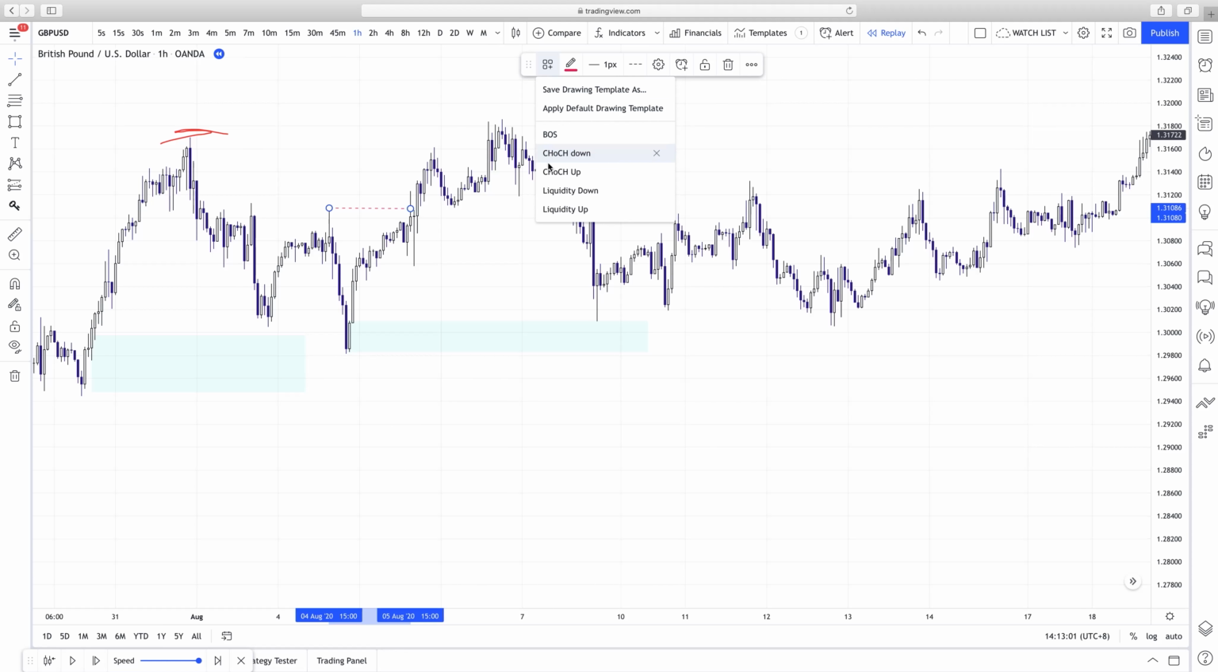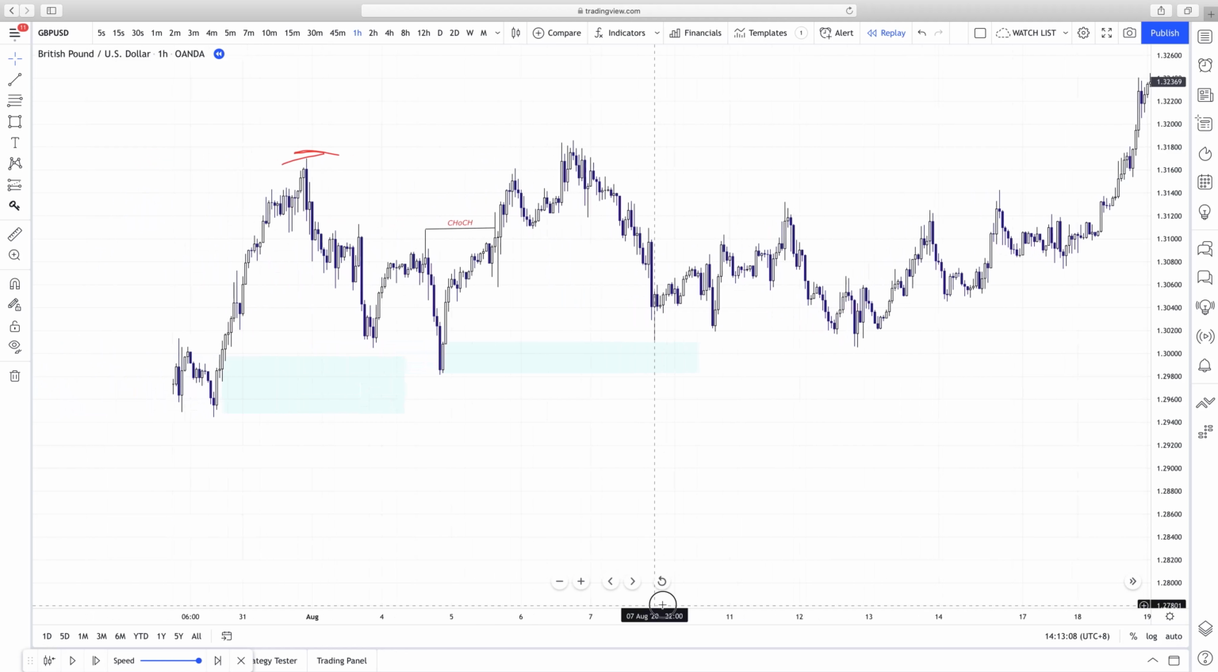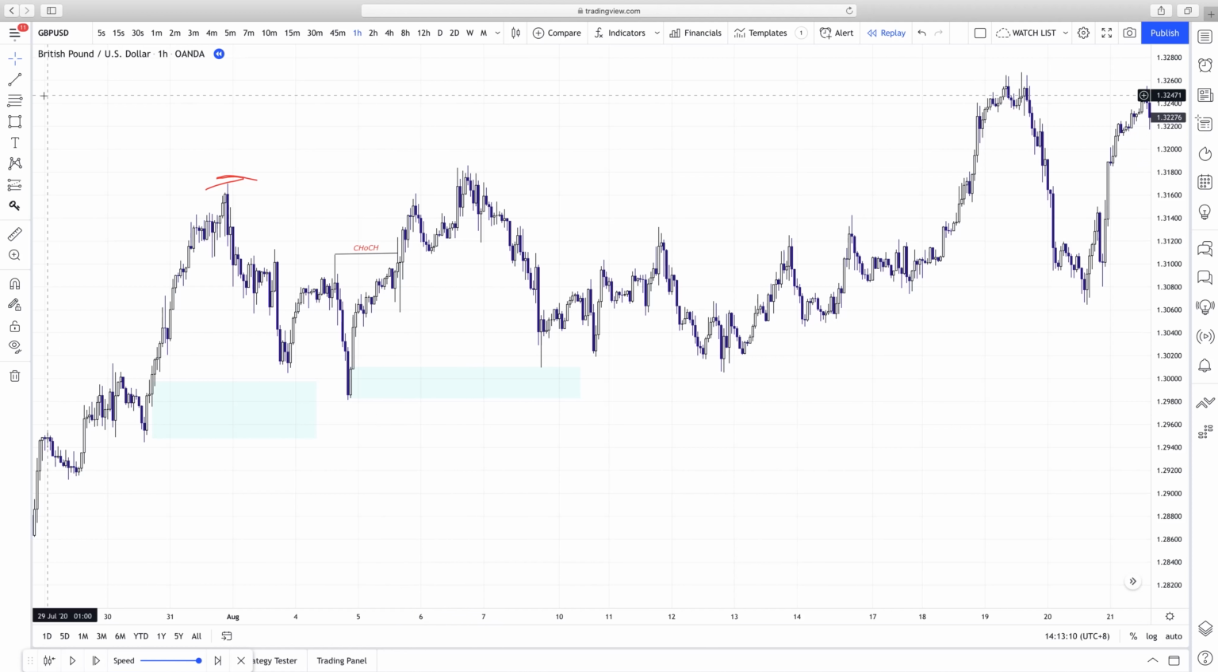character. This caused a change of character to the upside. So demand is in control from here, and you could have targeted this level. Well, where's our target? This is a weak high.